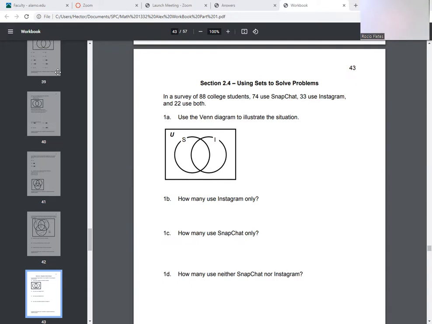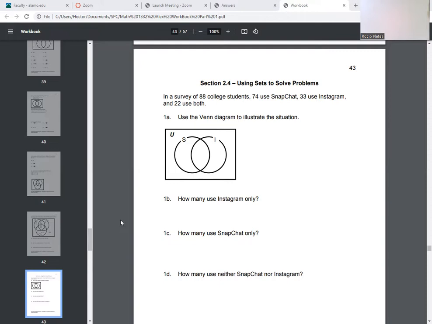Okay, so let's read. It says, in a survey of 88 college students, 74 use Snapchat, 33 use Instagram, and 22 use both. Use the Venn diagram to illustrate the situation.